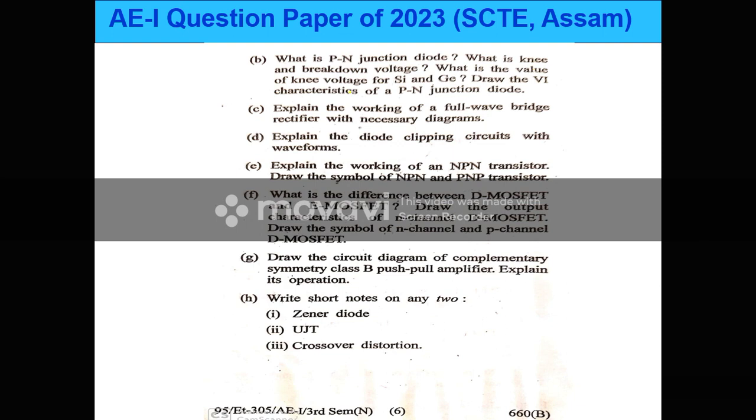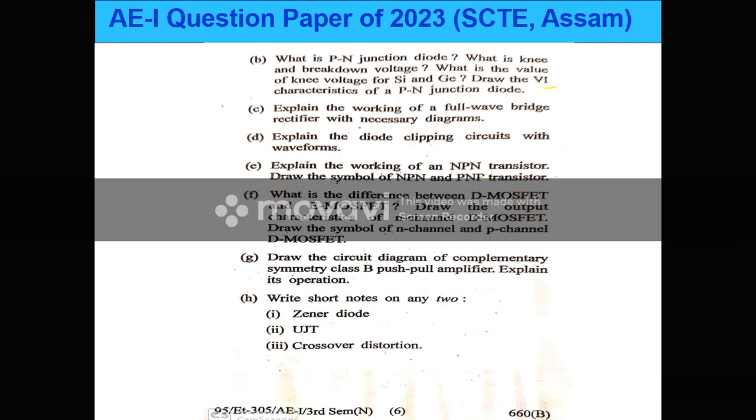What is the value of the knee voltage for silicon and germanium? Draw the VI characteristics, voltage-current characteristics, of a PN junction diode. Explain the working of a full wave bridge rectifier with necessary diagram. Explain the diode clipping circuit with waveforms.